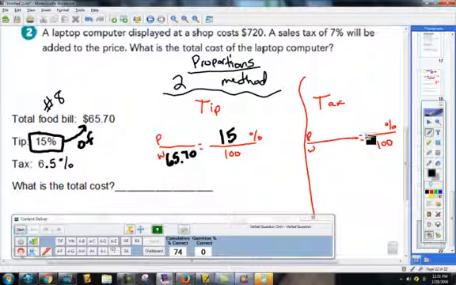Okay, over here, we know that this is only going to be 6.5%. Notice, when I do the proportion method, I don't have to worry about moving the decimal or converting it to a regular number.